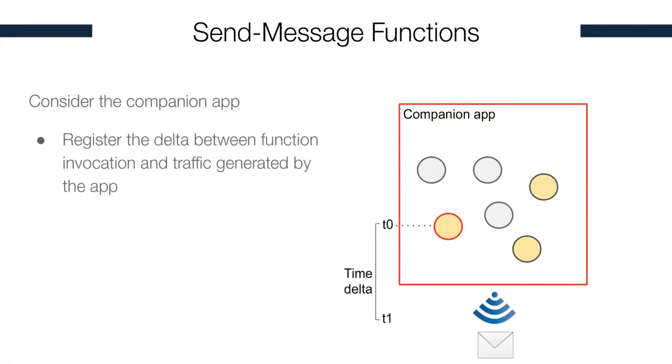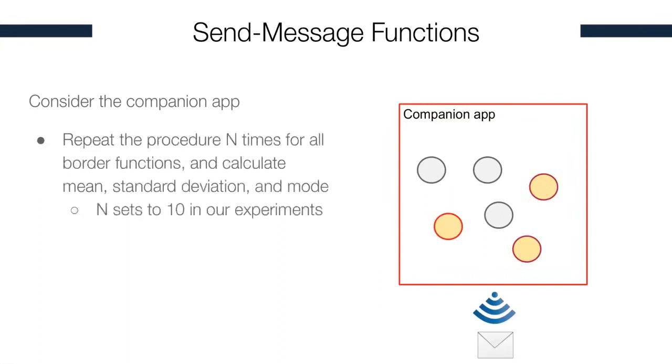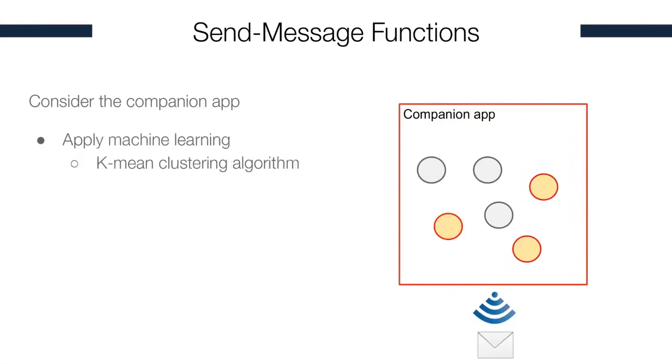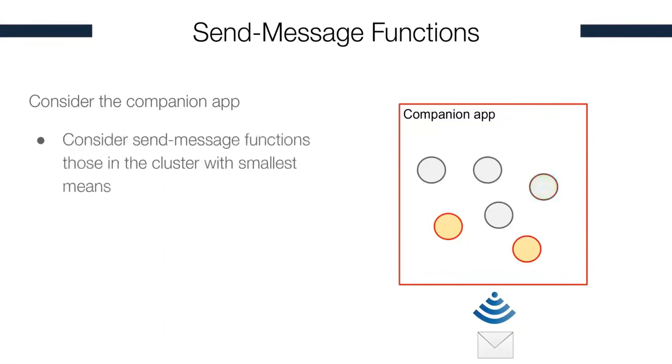We repeat this 10 times for each of these send message candidates. Then we compute the mean, standard deviation, and mode for each of our measurements. Finally, we use k-means clustering to cluster these methods based on the mean that we computed. And at the end, we take the cluster that has the minimum mean, and all the functions within that cluster will be considered as send message functions.